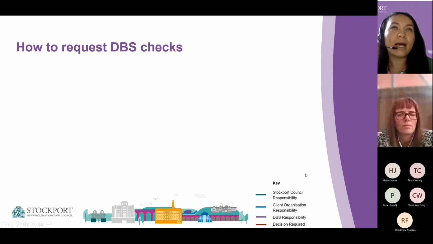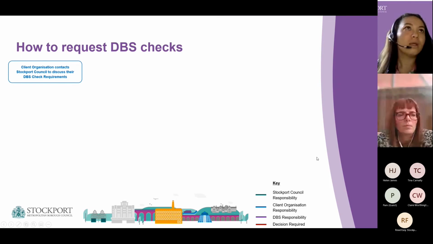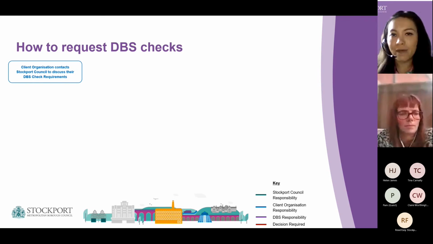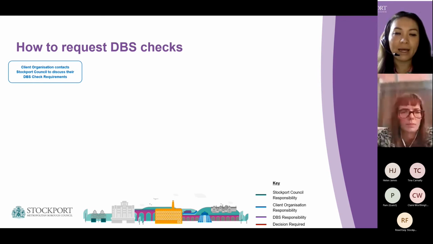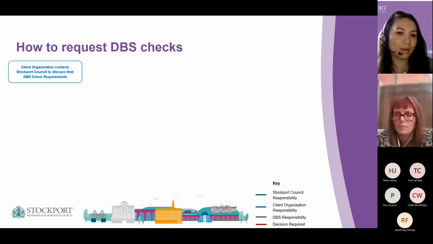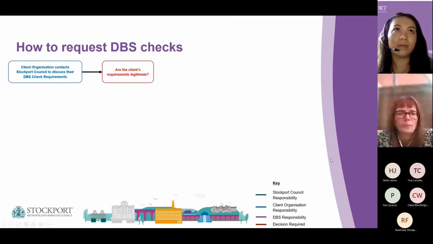Okay, so how to request DBS checks through us. Usually the client organisation will contact us, so that'll be over the phone or through an email. We do have an online form that you can complete on our website, and that will just send an email to us and we can contact you about that. So we'll discuss the DBS check requirements: what checks you need, how many checks, and we'll go through the eligibility with you.